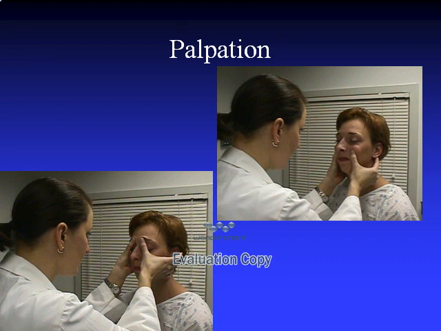The second part of examination of the external nose is palpation. We will palpate the sinus tender points. This is the maxillary sinus tender point. This is the frontal sinus tender point, and the ethmoid tender points between both eyes, medial to the medial canthus.